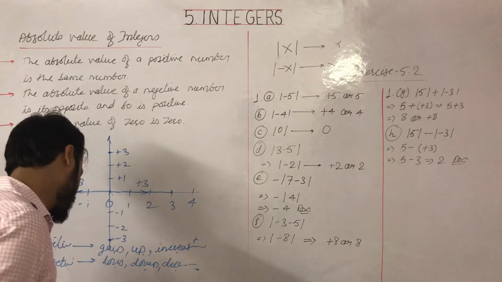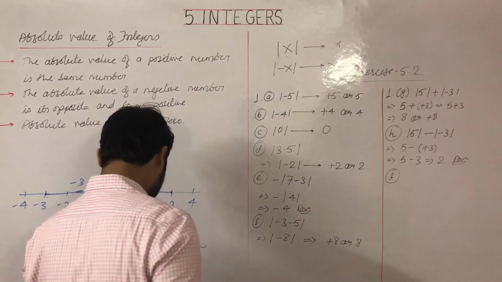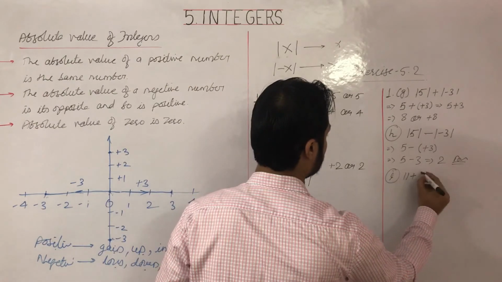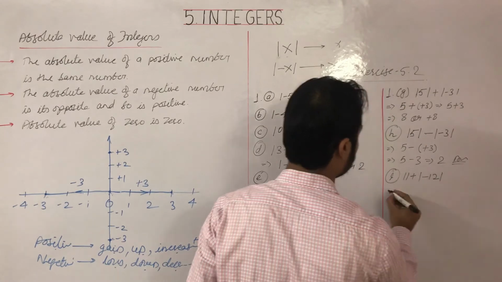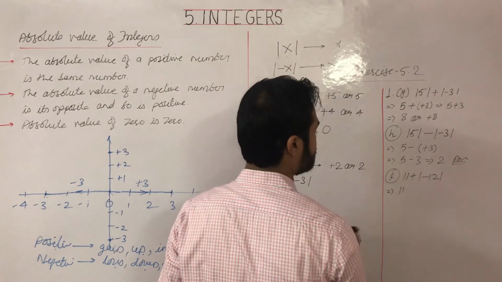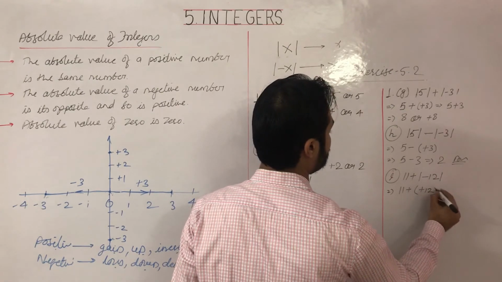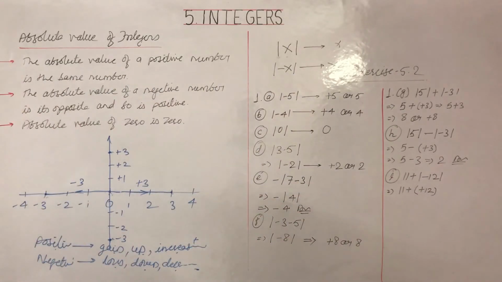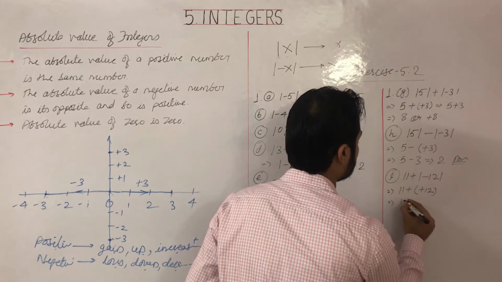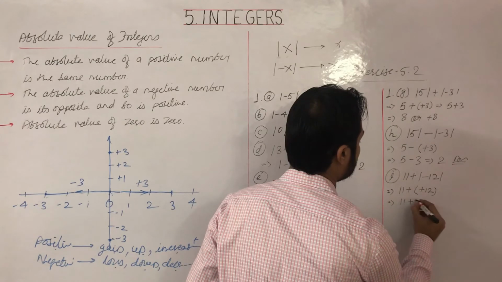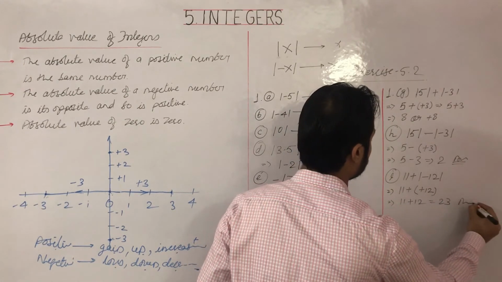Next, part I. Part I is 11 plus mod of minus 12. Again, 11 as it is, plus the absolute value of minus 12 is plus 12 or simply 12. So I don't have to write this plus sign. Just add 11 and 12. So the answer is 23.